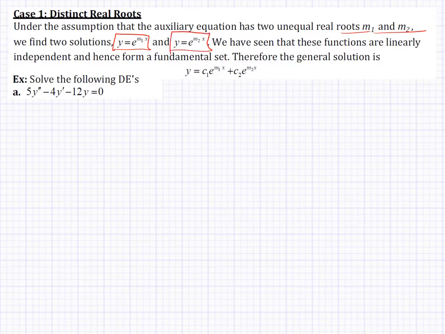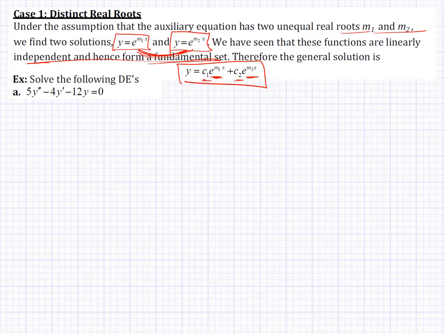And what we learned was that we can then form a fundamental set of solutions because these are linearly independent, which we saw in the beginning of the chapter, that any solution of this form would be linearly independent. We can form the general solution by saying c1y1 plus c2y2, or c1 e to the m1x plus c2 e to the m2x.